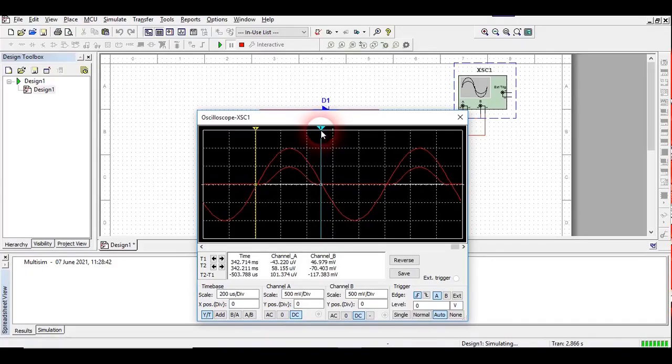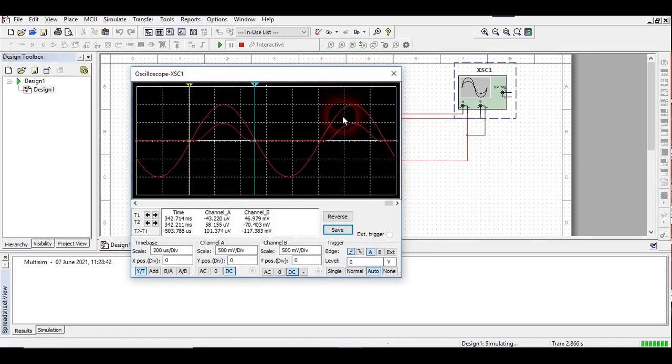It is currently 503.778 microsecond. So this is the time period for this input waveform and the output waveform. It is approximately the same as that of the positive clipper. Similarly, in the first case I got the voltage as 1 volt, and in this one I am getting around 500 millivolt as the maximum voltage on this oscilloscope. So this is how the positive and the negative clipper look.